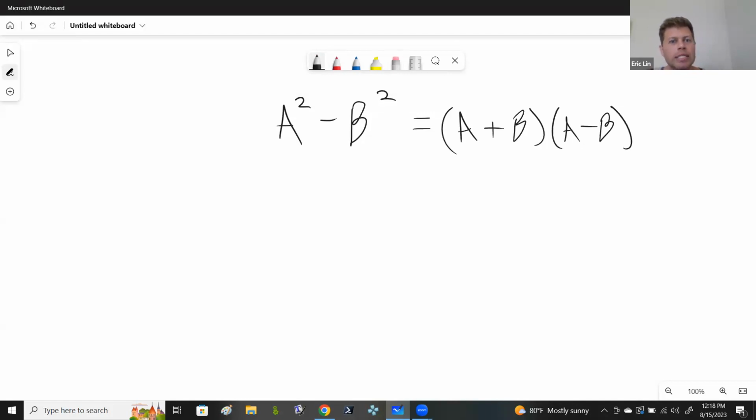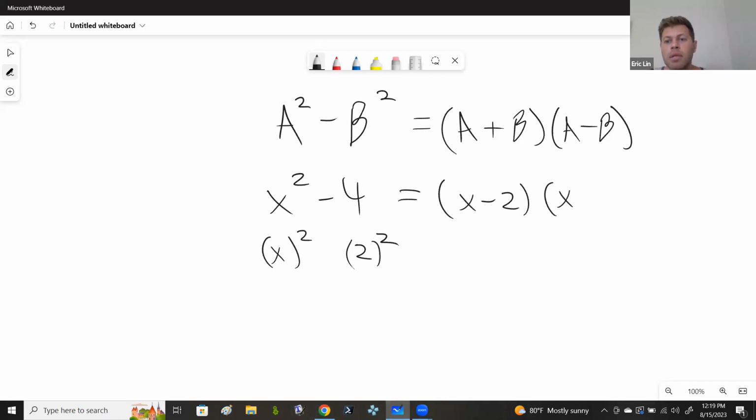Just as an example, let's say I have x squared minus 4. So my a squared term is x squared, and my b squared term is 4. The key to these problems is identifying the thing that was squared. I can very clearly see that x was squared, and I can very clearly see that 2 was squared. So 2 squared gives me 4, and x squared is x squared. Because of that, I can go ahead and factor this into x minus 2 and x plus 2.